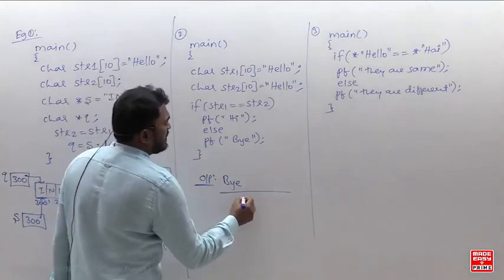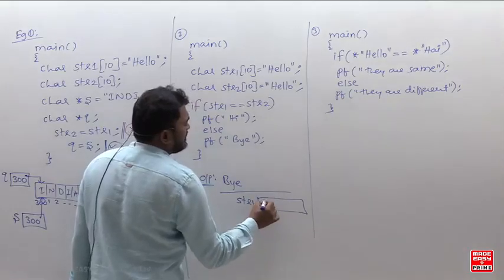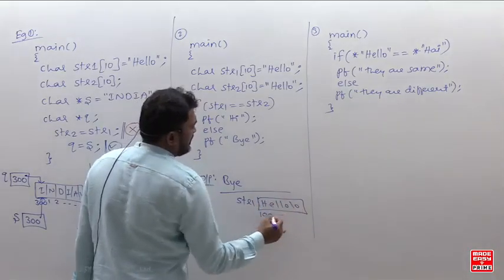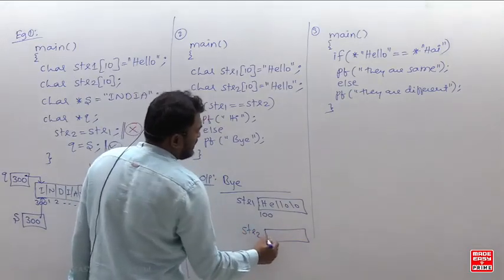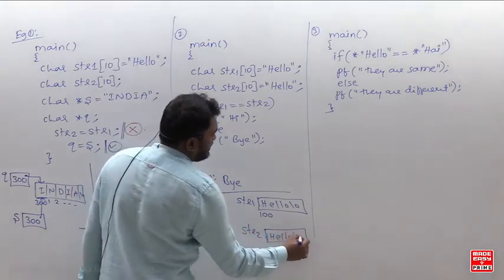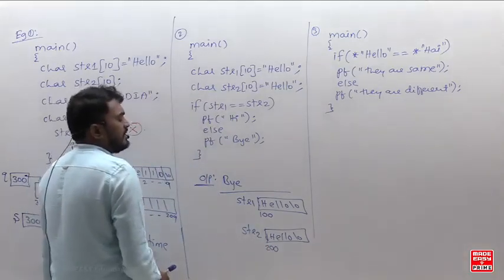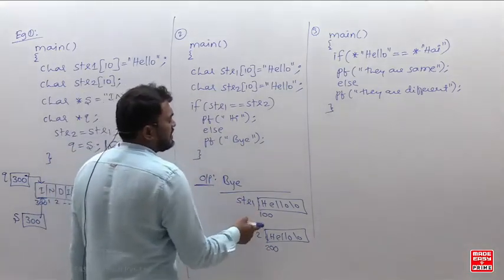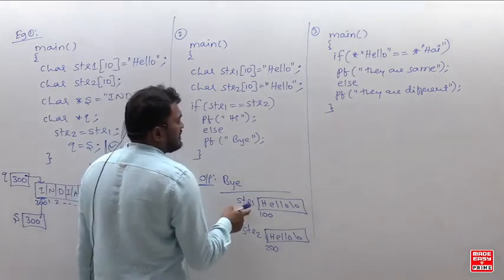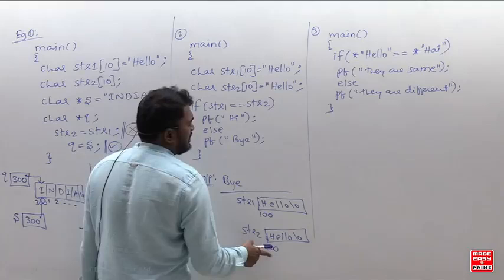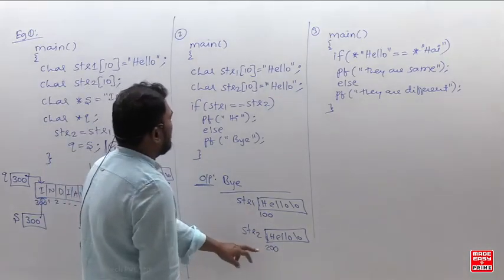Look here. str1 has some base address, let us say 100, and it contains HELLO. str2 has the same content, but the base address will be different. Let's say it has base address 200. So this one has base address 100 and this one has base address 200.